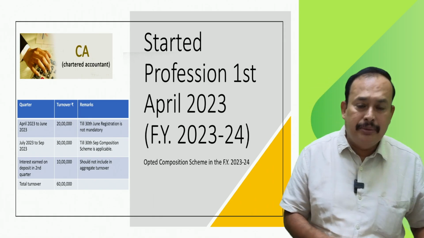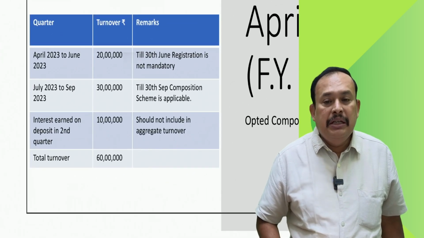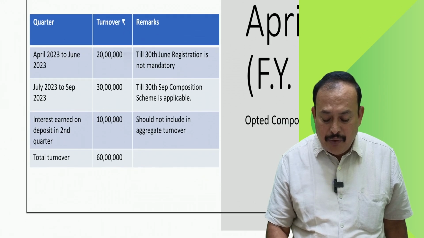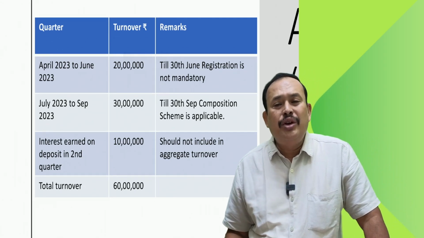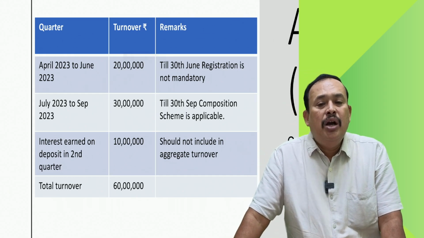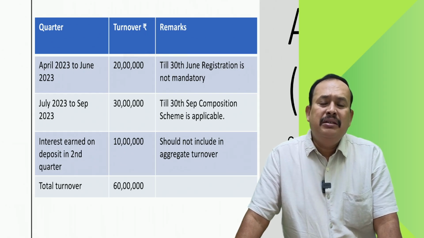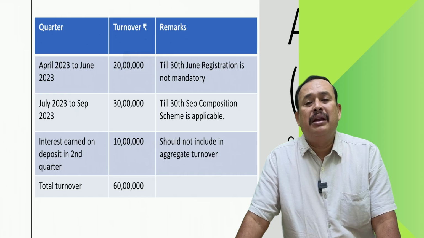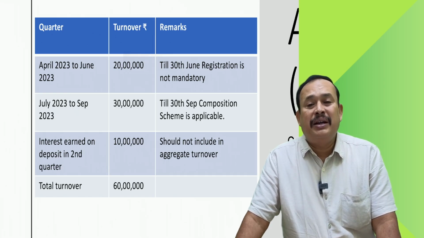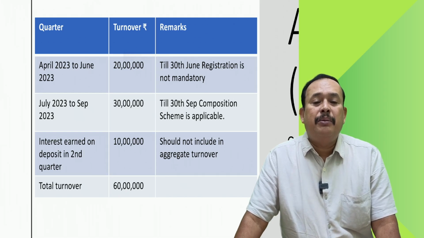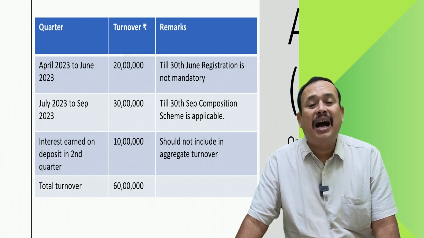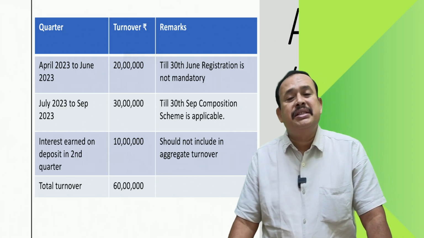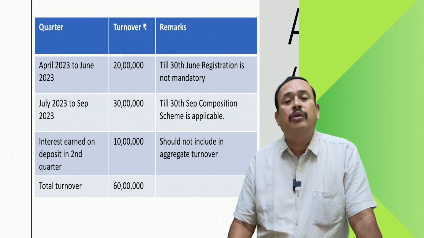When you refer to his turnover as a practicing chartered accountant, from 1st April 2023 to June 2023, the turnover is 20 lakhs. Till that time, not liable for registration. From 1st April till that time, not liable for registration, or till the time liable for registration, as the case may be. That means from 1st April 2023 to 30th June 2023, Mr. Chartered Accountant is an unregistered person, not required to register, therefore not required to pay GST on turnover of 20 lakhs.